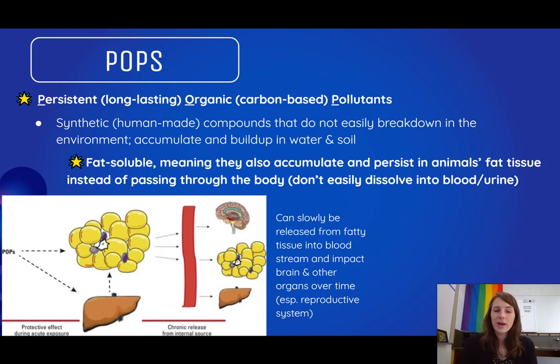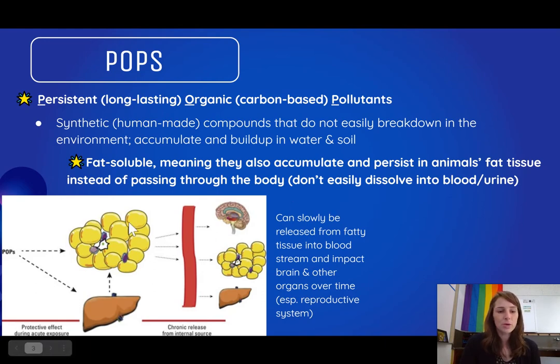They're also going to be fat soluble, which means that they can also accumulate and persist in animals' fat tissue instead of just passing through the body. So they aren't easily going to be dissolved into blood or urine. They aren't going to be peed out. They are going to stay in the fat tissues of these animals. So as we see from this diagram here, the little purple parts are going to represent the POPs, and the yellow parts are the fat cells.